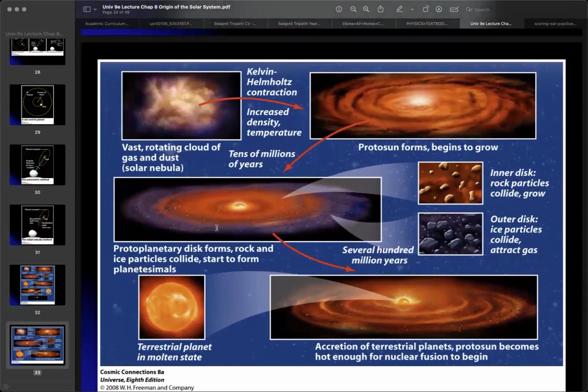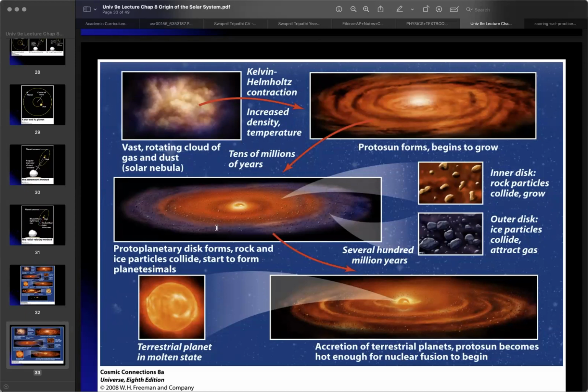So here is a vast rotating cloud of gas and dust. Kelvin-Helmholtz contraction causes the rise of heat, increased density, and temperature. The protosun forms and begins to grow. Over tens of millions of years, a protoplanetary disk forms, and rocks and ice particles collide and start to form planetesimals.